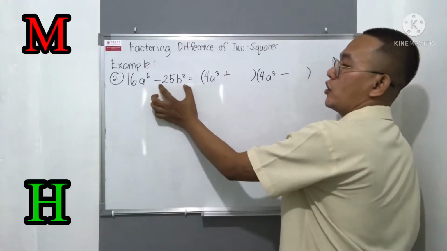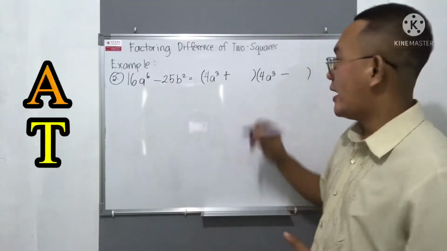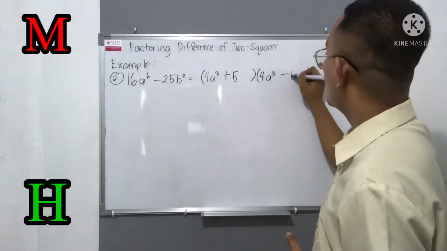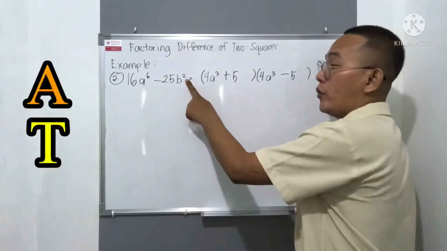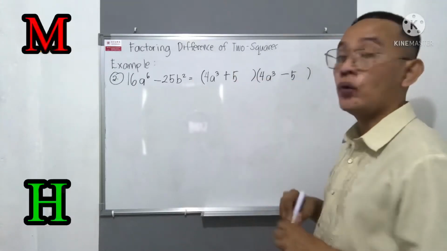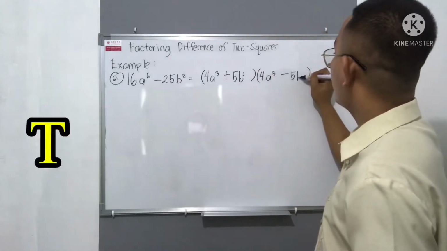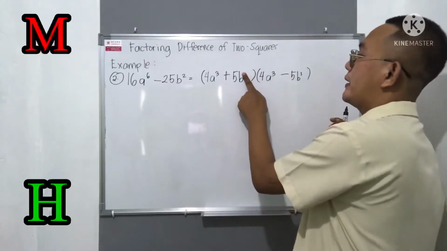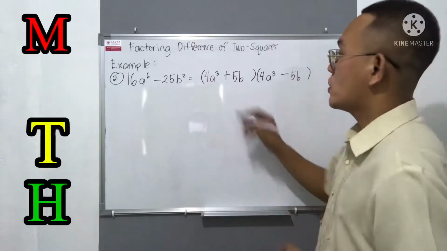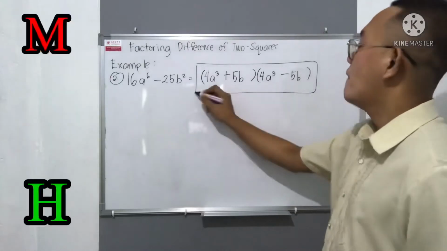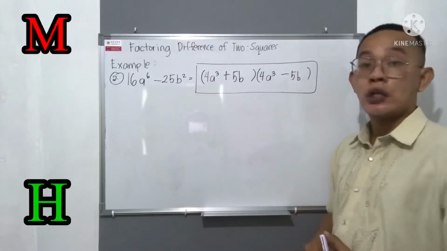And then, next, second term tayo, square root of 25. Square root of 25 is 5. 5 times 5 is equals to 25. Now, what is the square root of b squared? So, yung exponent of 2, divide natin sa 2. 2 divide 2 is equals to 1. So, therefore, b to the first power, or pwede na natin silang hindi isulat kasi understandable naman na may 1 na exponent dyan. So, ang final answer natin is 4a cubed plus 5b times 4a cubed minus 5b.